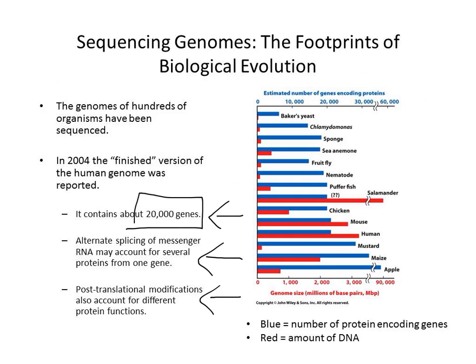If we look at the estimated protein coding genes in different organisms, you can see in blue the actual protein coding genes. Here's our approximately 20,000 protein coding genes, but you can also see many other eukaryotes have close to the same number as we do. Yeast has a few less, but something like a sponge or sea anemone has close to 20,000 different genes.